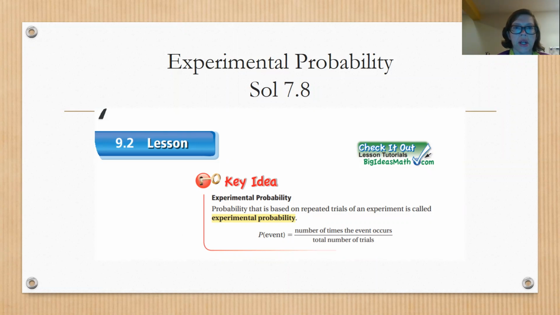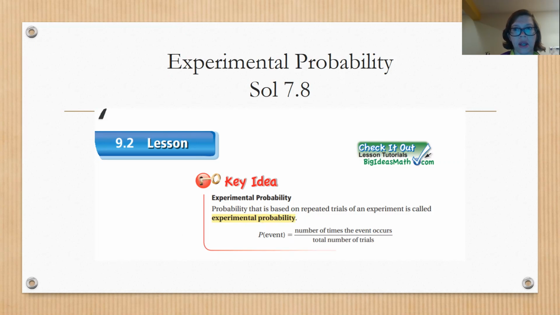So today we're going to look at lesson 9.2 from Big Ideas Math, and we're going to start with the key idea. All right, so the probability that is based on repeated trials of an experiment is called experimental probability. So you are finding the probability of the event, which is equal to the number of times the event occurs over the total number of trials.